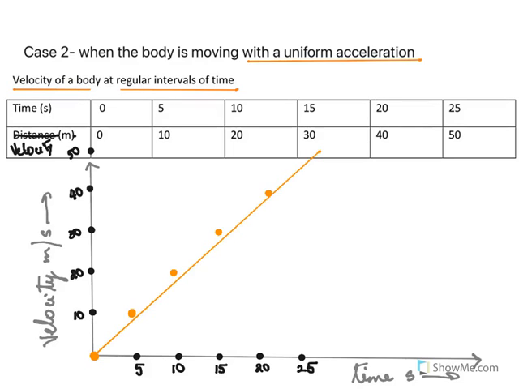You probably have to shift the points. If you do it on graph paper, you'll get it right. So here's a velocity time graph of uniform acceleration.